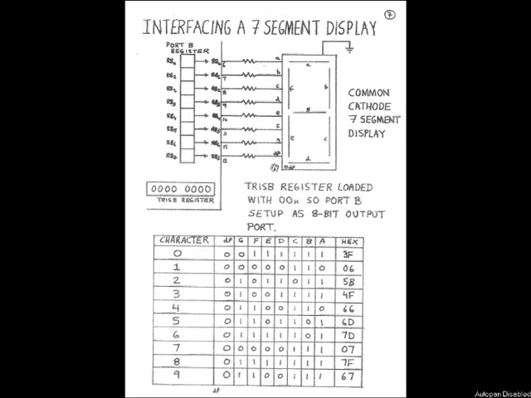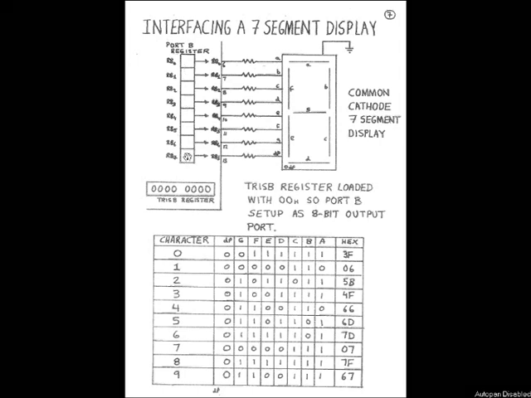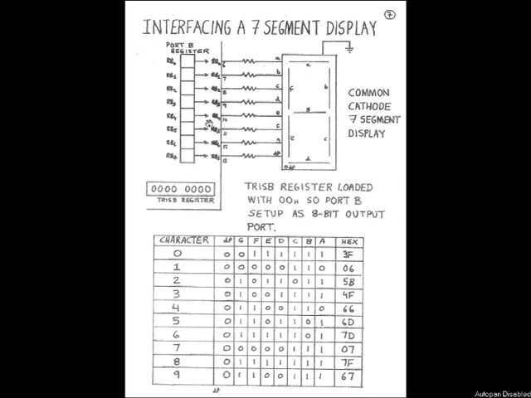Now this is difficult to show on a slide, but when we do a Proteus simulation you'll see this actually happening. So what we want to happen, folks, is we want to put logic 1s and logic 0s inside this port B register, where they'll be transferred out onto pins 6, 7, 8, 9, 10, 11, 12 and 13. And what will happen then is the various segments will be either on or off.